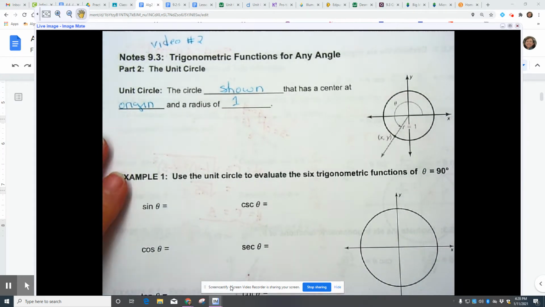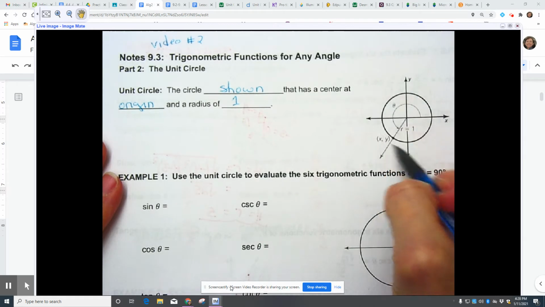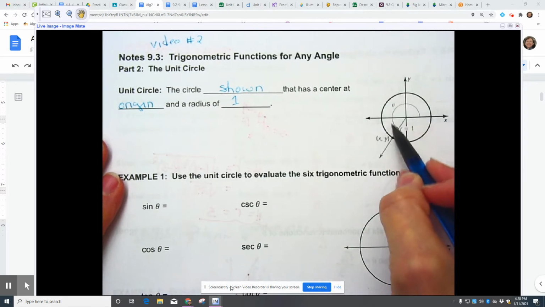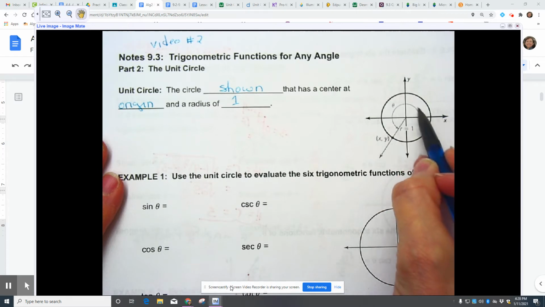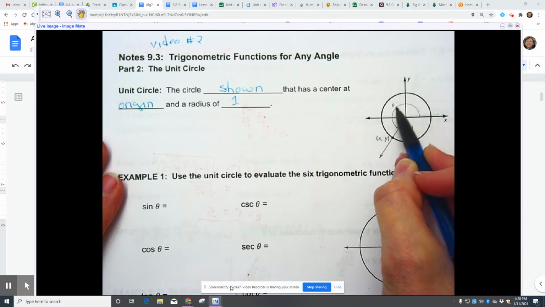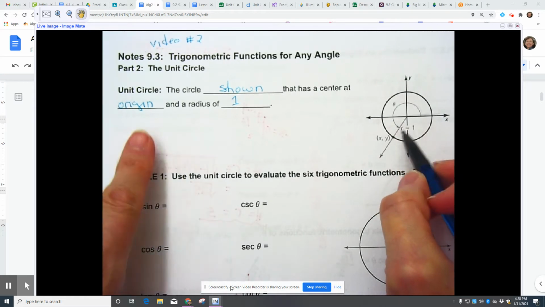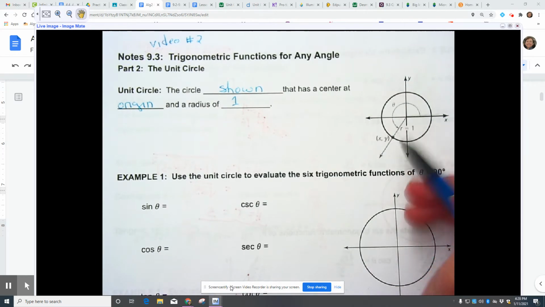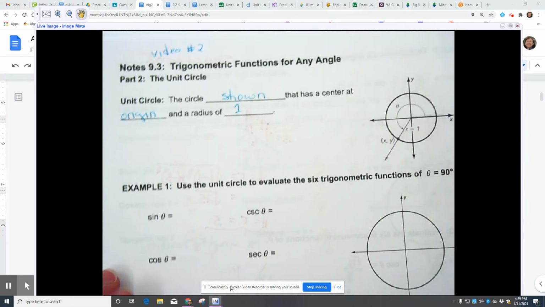Over here, you can see there's a circle overlaid on the coordinate grid and there's an angle drawn, just like we've been drawing the angles. Remember, they always start here on the x-axis. This would be a positive angle. And what we have here is a coordinate point, only this time it's on the coordinate grid.